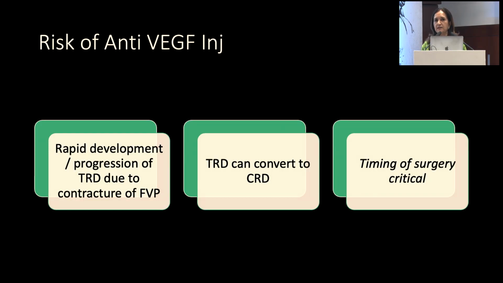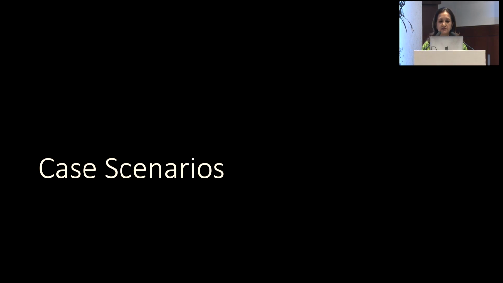But it has its own disadvantages. It can have a crunch phenomenon where a TRD can extend onto a CRD very quickly, and timing of surgery should not be more than a week or 10 days, when the crunch phenomenon will be at its peak, and usually the ideal time is 3 to 7 days.